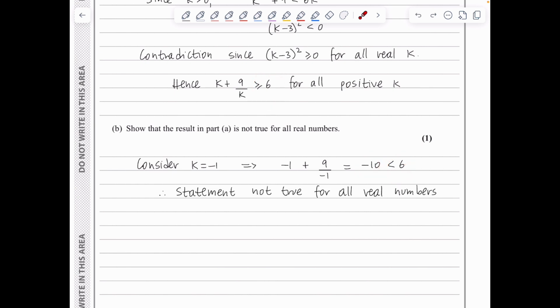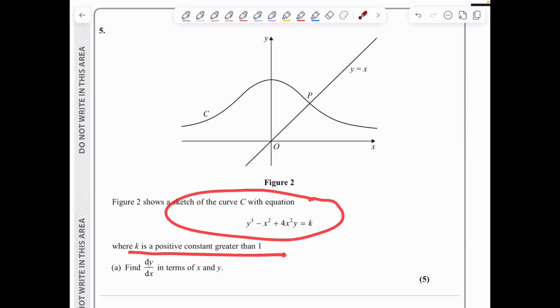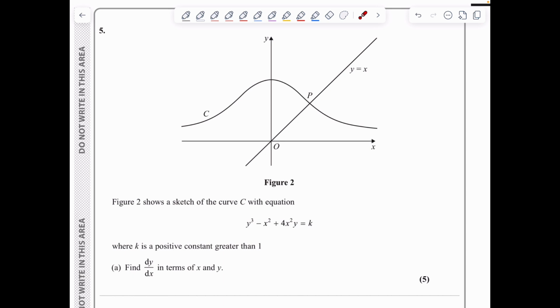So what we've been asked to do here is actually provide a counterexample to the given statement, which means a particular numerical value for k that shows that the given statement is not always true. In question 5, we've got a sketch of the curve C with the equation given here. k is a positive constant greater than 1, and we need to find dy/dx in terms of x and y. So we're looking at implicit differentiation here.